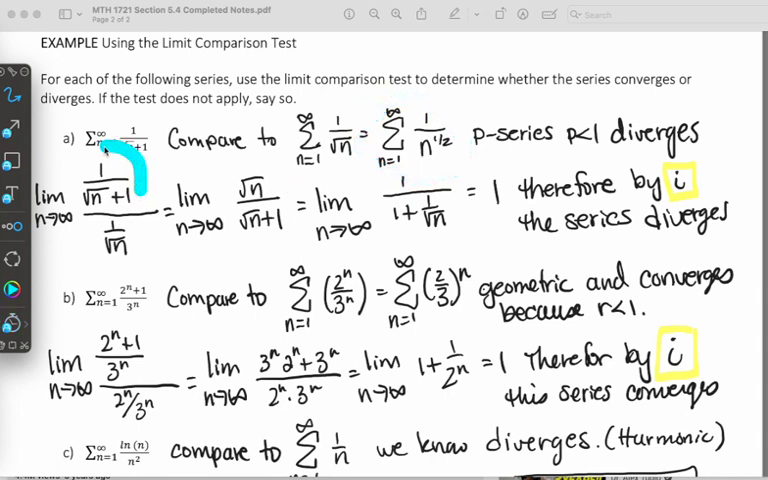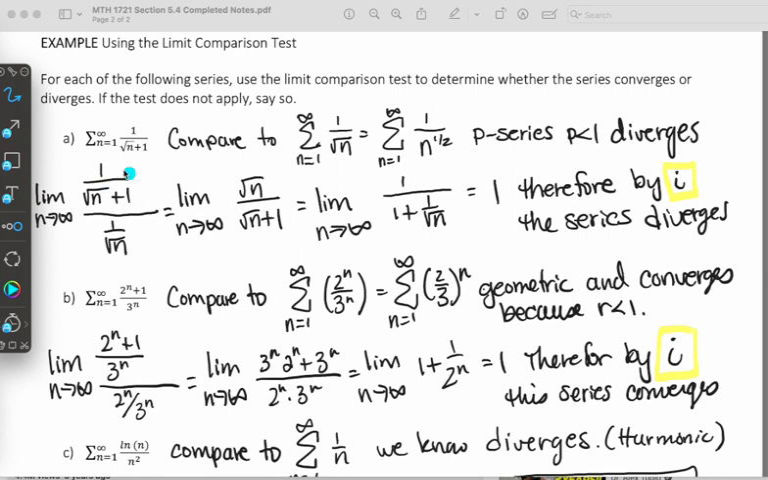So when I take my sequence an and divide it by what we're comparing it to, which is our bn, and I take the limit as n goes to infinity, when I use some algebra manipulation and clear the complex fraction, I'm going to get the limit as n goes to infinity of the square root of n over the square root of n plus 1. And then if I divide all the terms by the square root of n, I get the limit as n goes to infinity of 1 over 1 plus 1 over the square root of n. Now, as n approaches infinity, this gets smaller and smaller and approaches 0. So I'm left with 1 over 1.